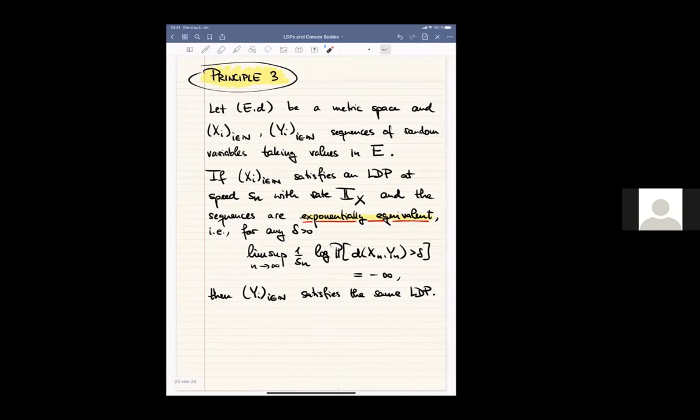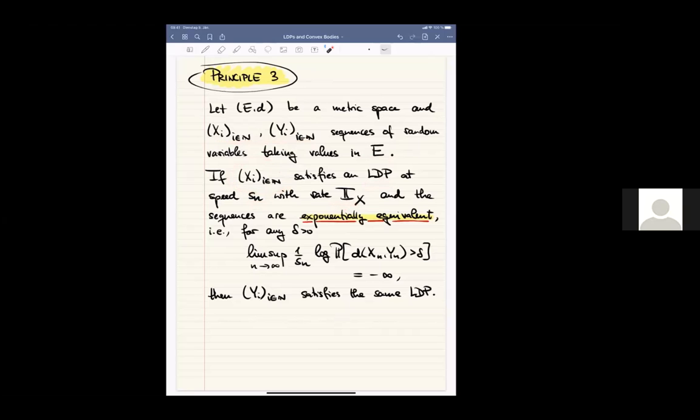And the third principle essentially says that if you have two sequences of random variables and they're very close on an exponential scale, then they satisfy the same large deviation principle. So more precisely, let's say we have a metric space E and two sequences of random variables taking values in E, and assume that your sequence Xi satisfies an LDP at a certain speed Sn with a rate function Ix.